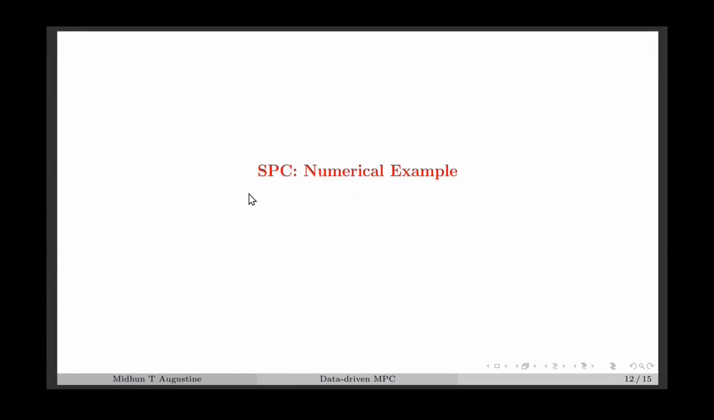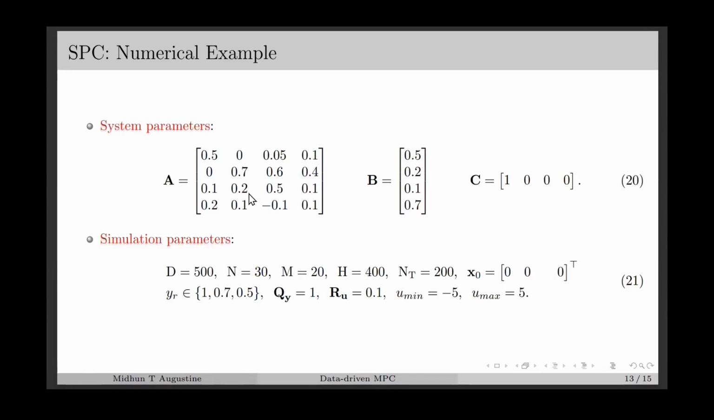Next, we move on to a numerical illustration of SPC. Here, we consider a fourth order system with one input and one output, for which the parameters are chosen as in equation 20. The training data is generated by simulation of an LTI system with these parameters, and the input data will contain a sufficient number of perturbations.